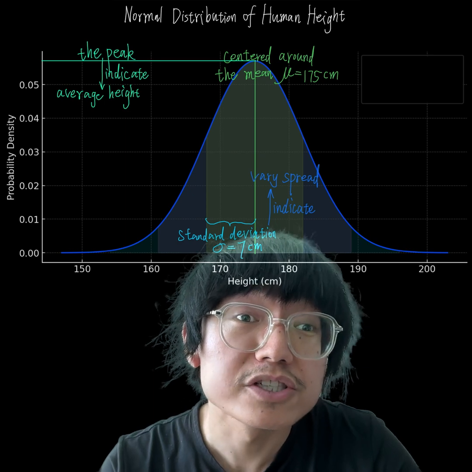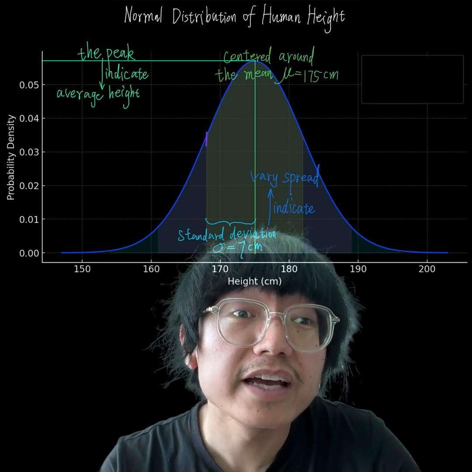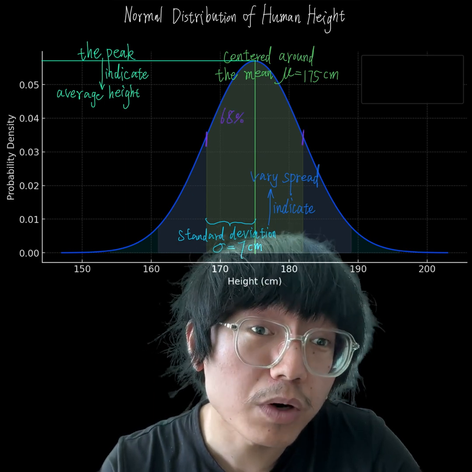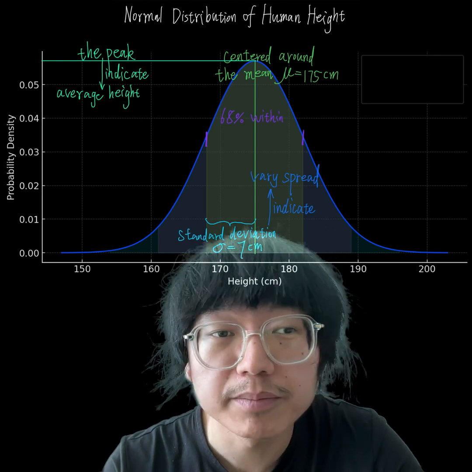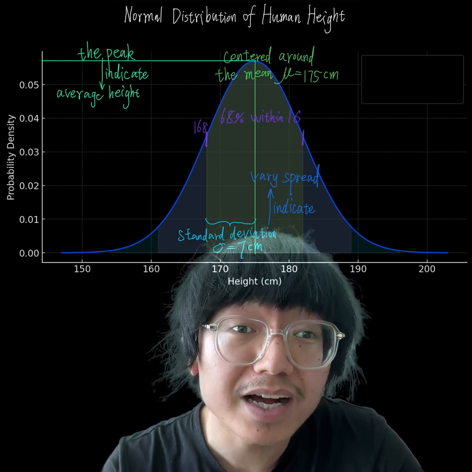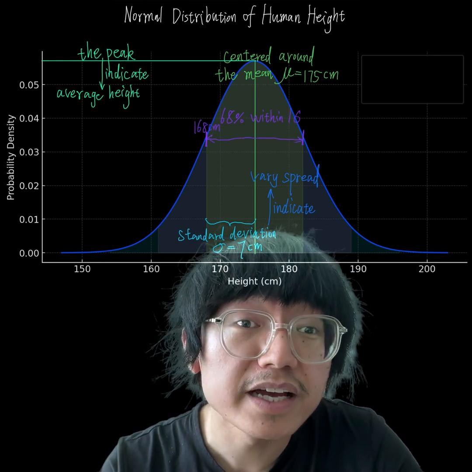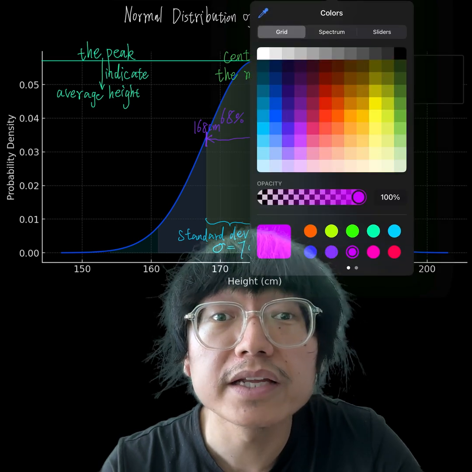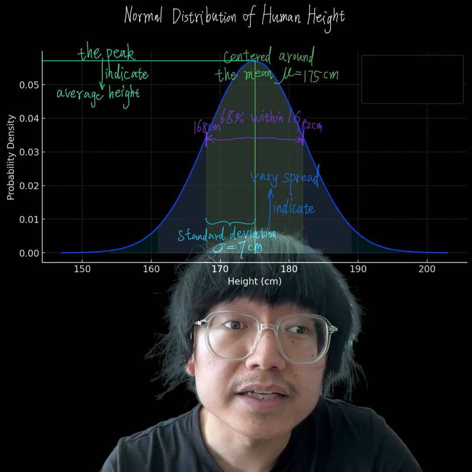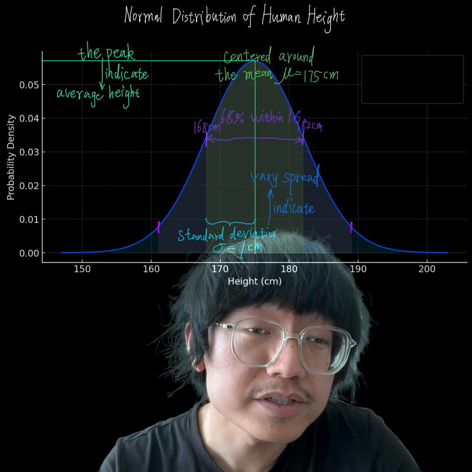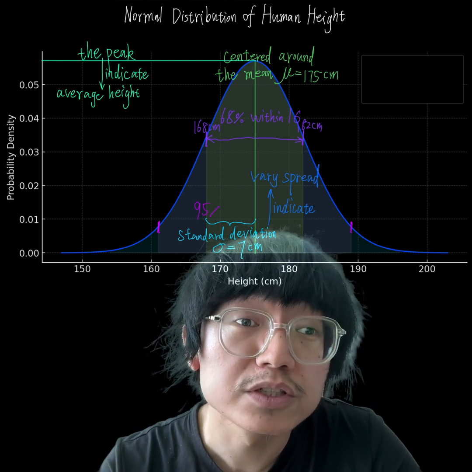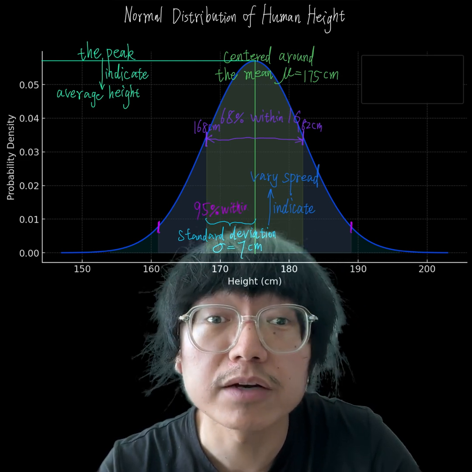Let's look at the coverage under the curve. 68% of the data is within one standard deviation, sigma, from the mean. This area covers heights from 168 cm to 182 cm, and 95% of the data falls within 2 standard deviations, 2 sigma, from the mean.